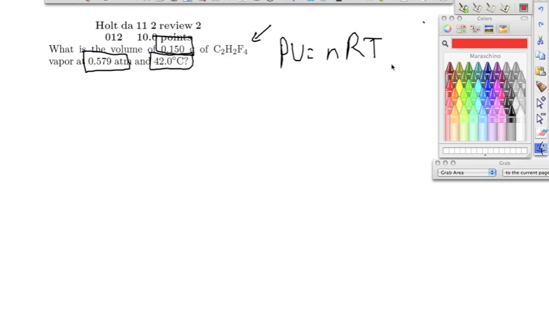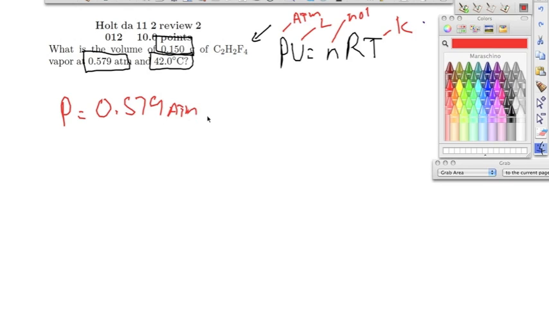When we're using this equation, our pressure will always have to be in atmospheres, our volume will always have to be in liters, n will always have to be in moles, and T will always have to be in Kelvin. So we look at what we're given. We're given a pressure, and that's good because it's given in atmospheres, 0.579 atmospheres. It gives us a temperature. It's not in Kelvin, but we can convert it by adding 273 to it, and we get a temperature of 315 Kelvin.